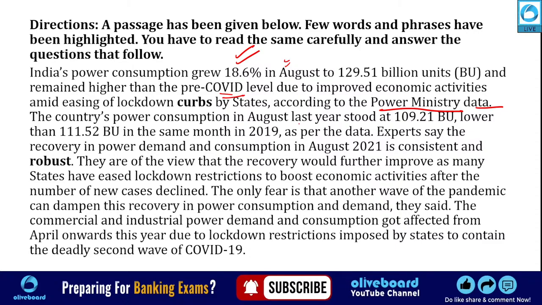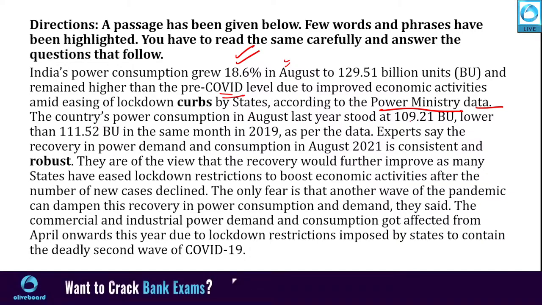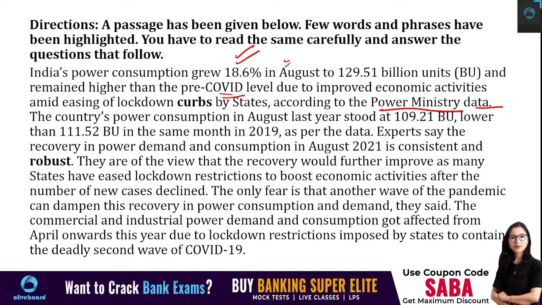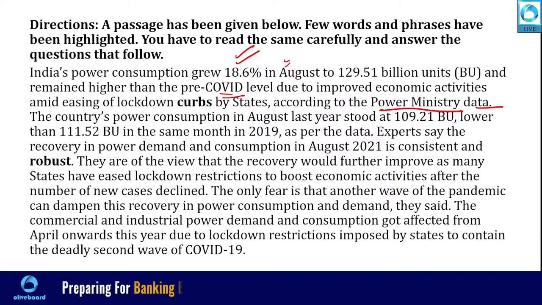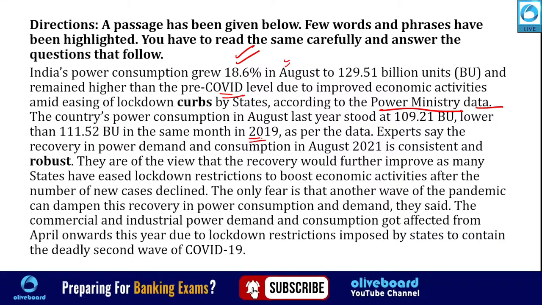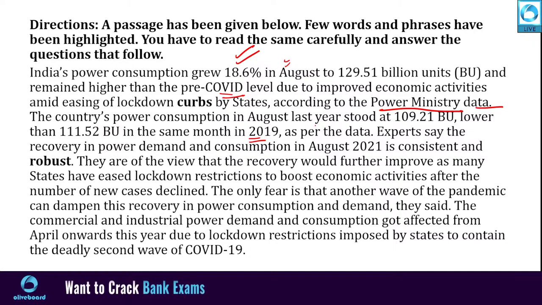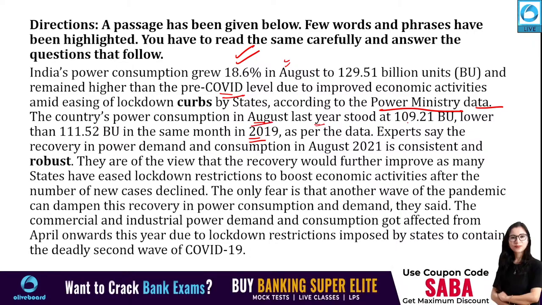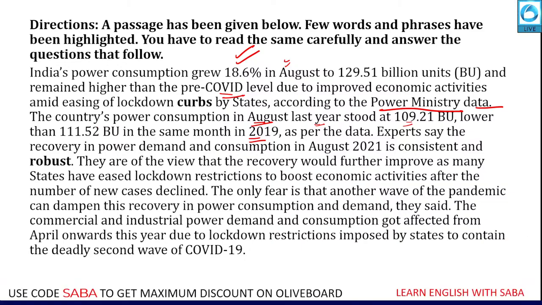Okay, the country's power consumption in August last year stood at 109.21 billion units, lower than 111.52 billion units in the same month in 2019. That means the units were lower than in 2019. Okay, this is telling about last year. If we compare the power consumption in the month of August, it was less than that in 2019. Okay?